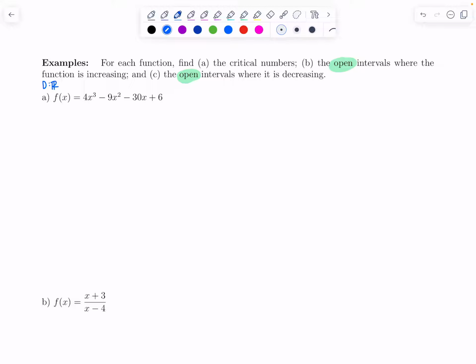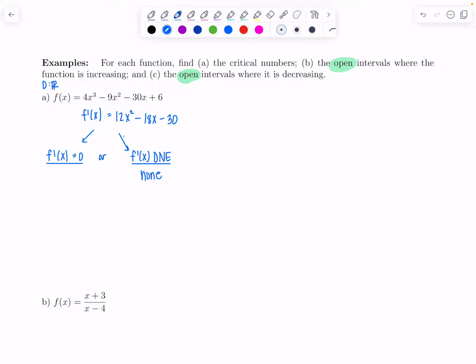So first things first, let's take a derivative. f prime of x is going to be 12x squared minus 18x minus 30. Okay, so there's two conditions where we find critical numbers: where f prime of x is equal to 0 or where f prime of x does not exist. Now, since this is a polynomial, there aren't going to be any places where it doesn't exist. It's defined for all real numbers, so this is none.